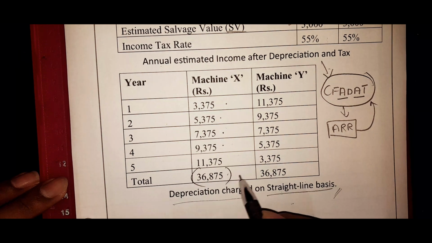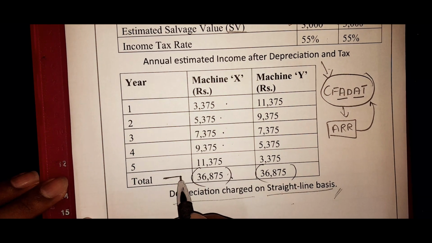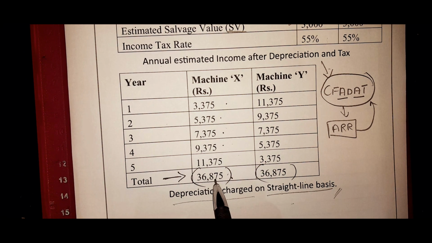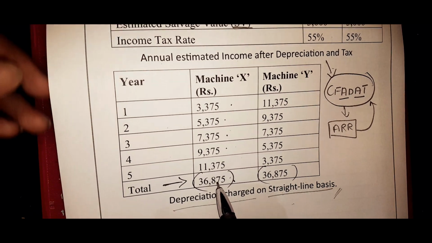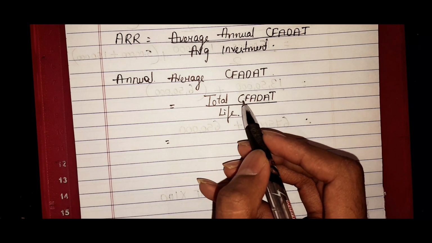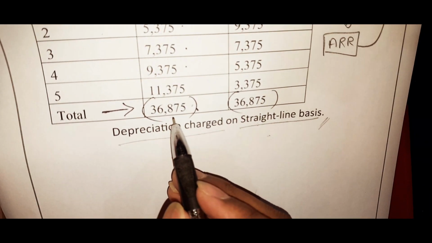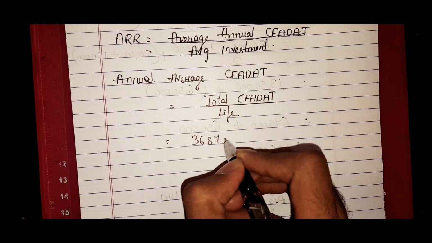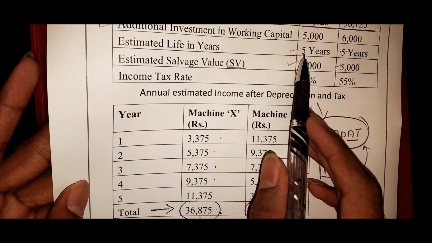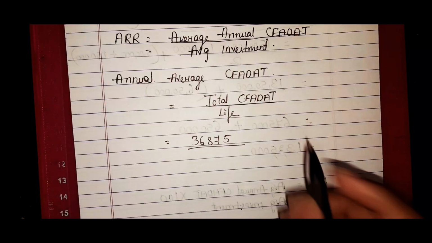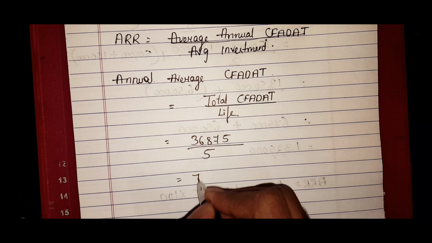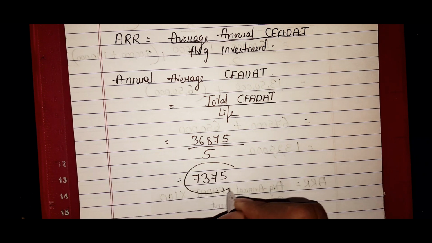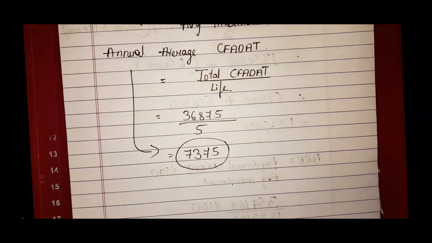Sorry, see, in the question they have given the total directly, 36,875. So there is no need to calculate, we can directly take it. So total CFADAT is how much? 36,875 divided by the life of the asset. How much is the life of the asset of machine X? It is 5 years. So divided by 5. 36,875 divided by 5 will be 7,375. This is the average annual CFADAT.